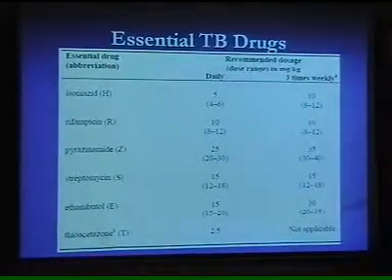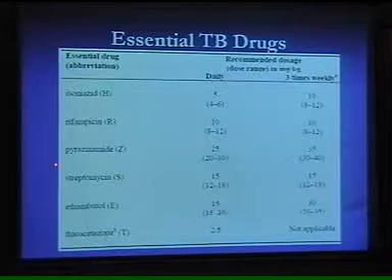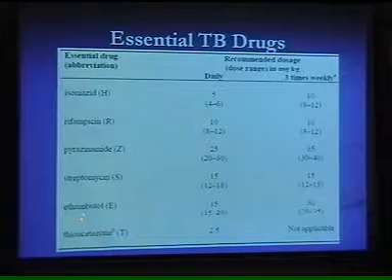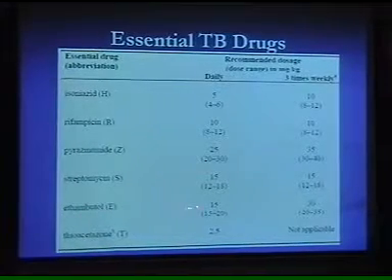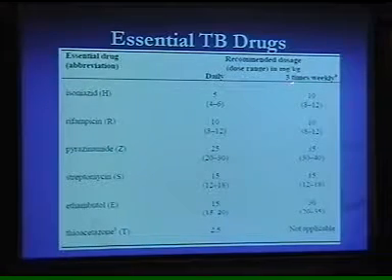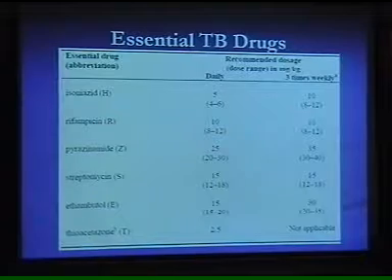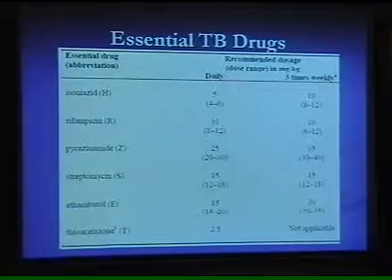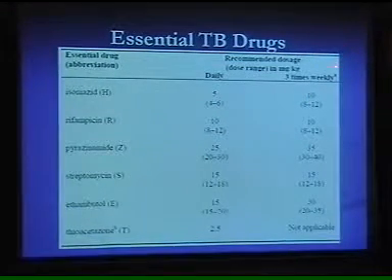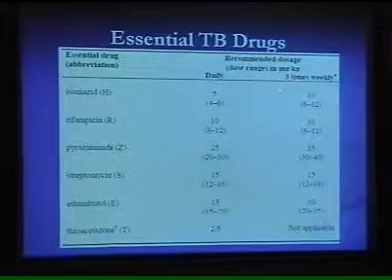What are the essential or first-line TB drugs? Isoniazid, rifampin, PZA, streptomycin, ethambutol, and these are the dosages in milligram per kg. Studies have shown that if you give ATT 3 times weekly, it has similar efficacy. But this has to be done under DOT, directly observed therapy, because if the patient misses a dose, then the stakes are high.